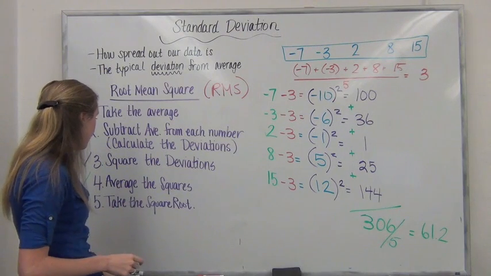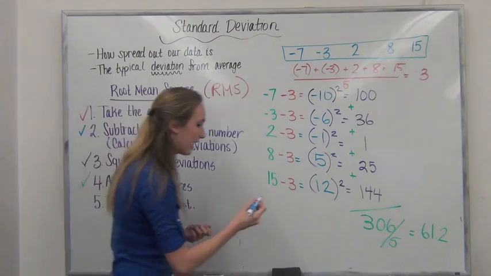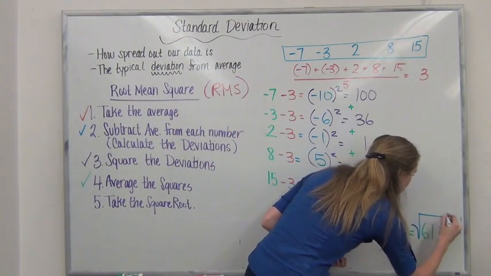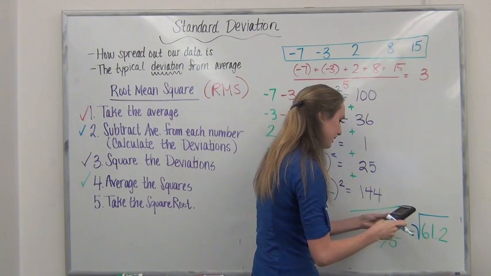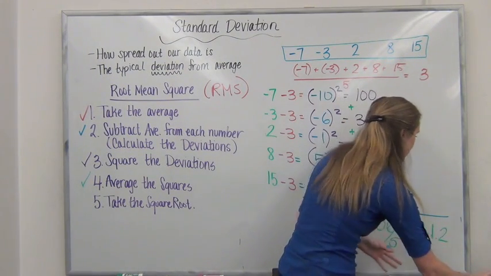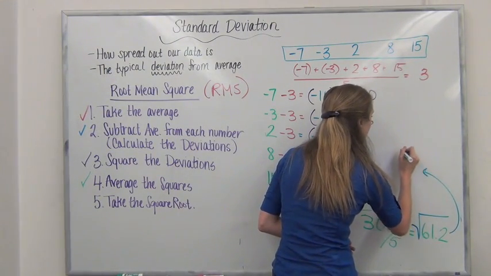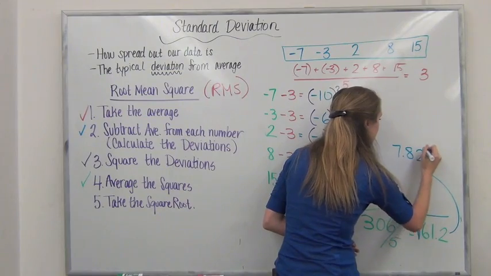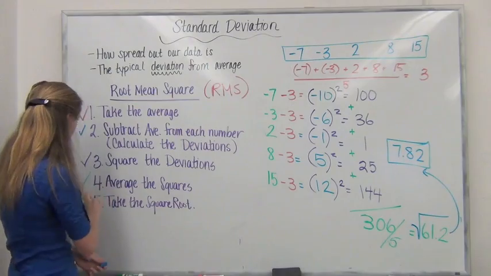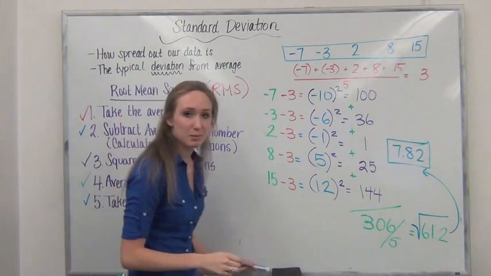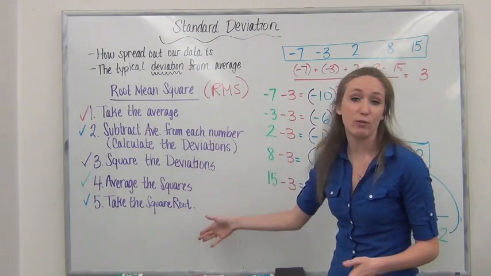Now the last step is to take the square root of that average. So the last step is just throw in a little square root bracket on top, and the square root of that is 7.82. And I didn't leave enough room for myself, so I'll write it up here. 7.82. There is our standard deviation. That's the final answer. So, it's kind of a tedious process, especially when your list is getting a little bit longer, but it's a pretty straightforward concept.